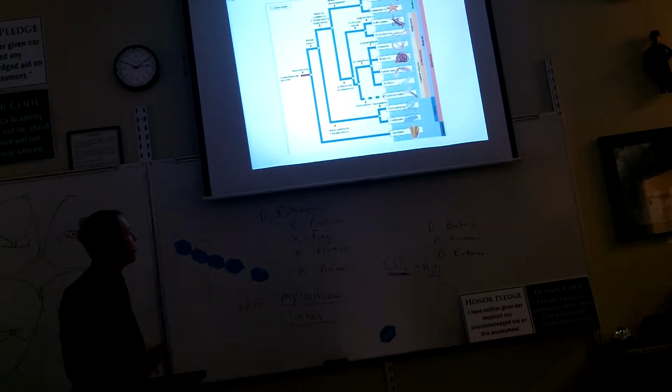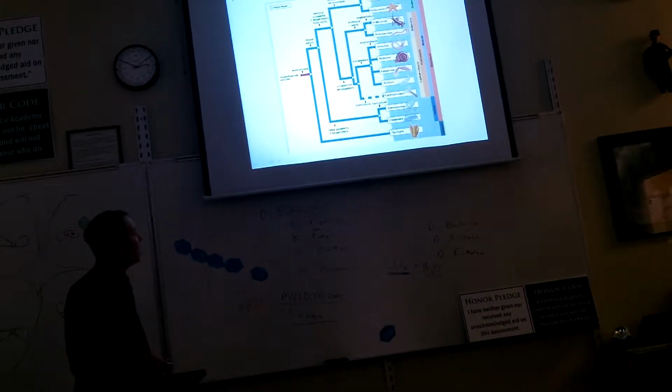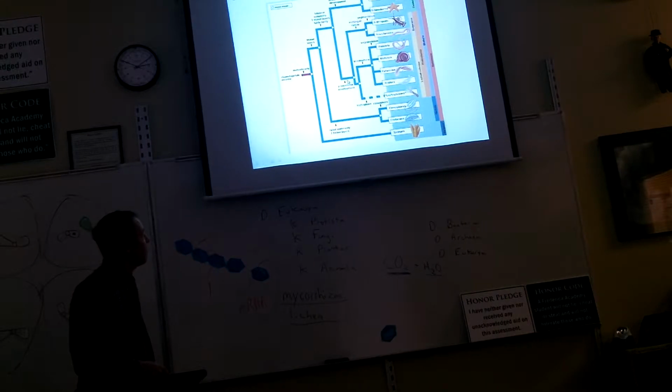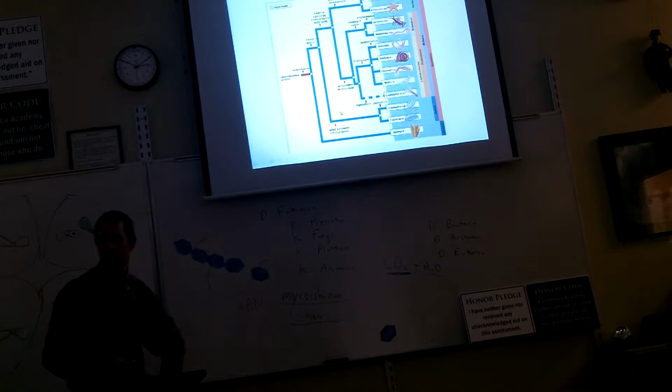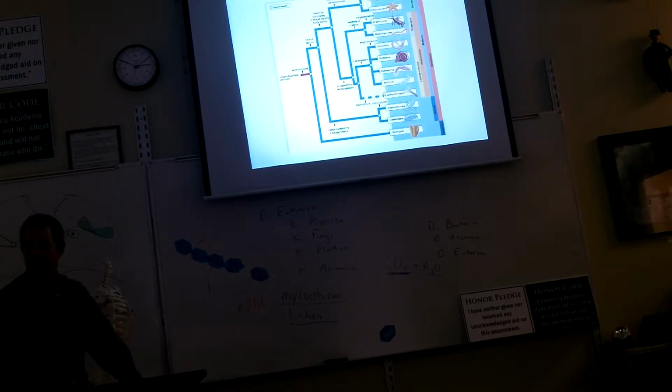How are we doing on this chart? I don't care that you know any of the stuff past protostome and deuterostome on this chart. But those main branches are important. Okay?